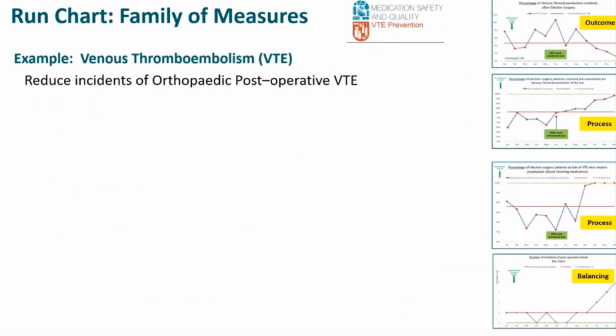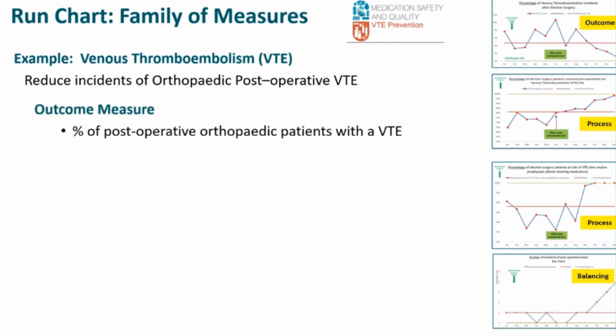In this next example of the family of measures, we're going to look at how a surgical team reduced their venous thromboembolism or VTE rate. So the project was around reducing incidence of orthopaedic post-operative venous thromboembolism or VTE. The outcome measure, they looked at the percentage of post-operative orthopaedic patients that had a VTE.